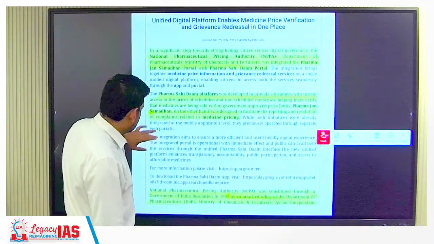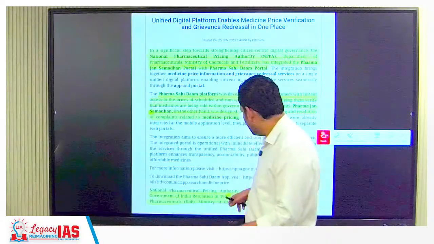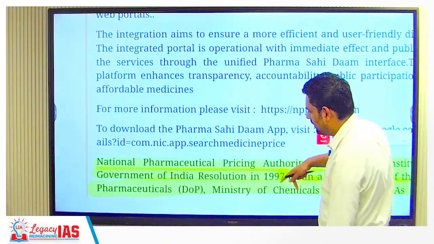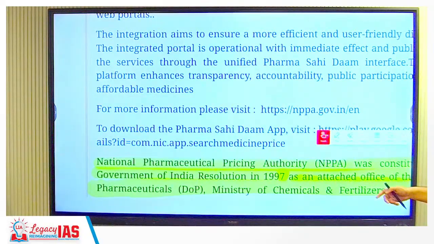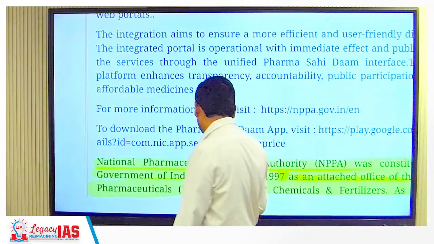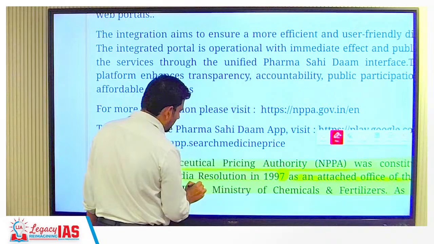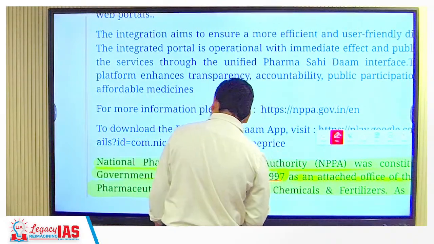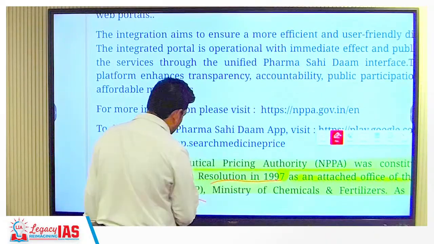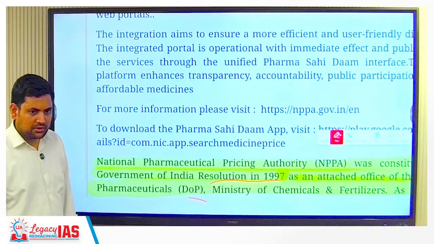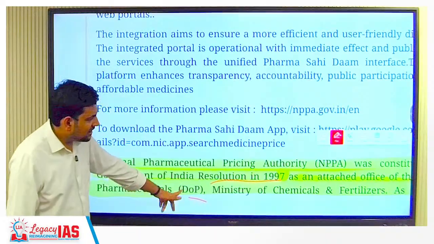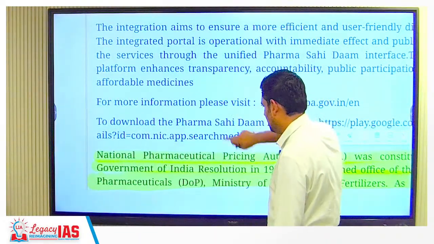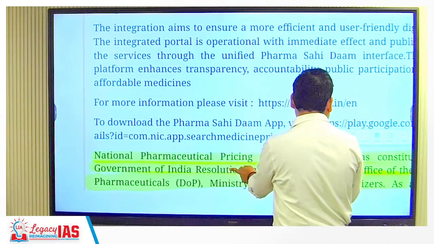Then it is telling you a bit of detail about this NPPA. This authority was made by a government resolution in 1997. Now this comes under Department of Pharmaceuticals. Okay, 1997 by a government resolution. Now, one more thing. Here is this.